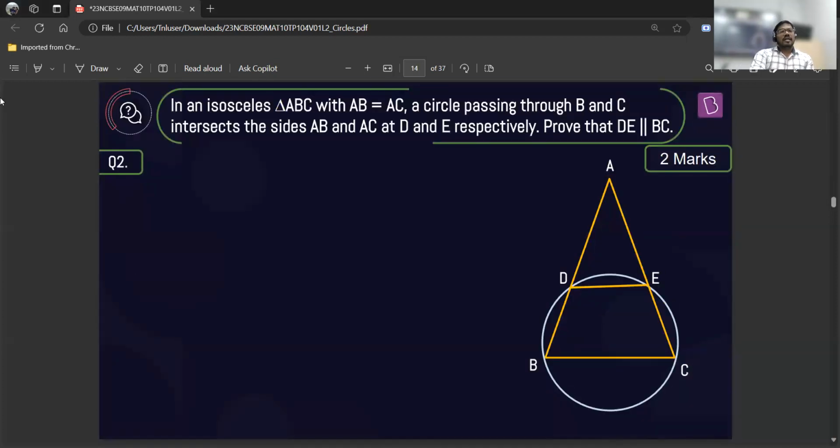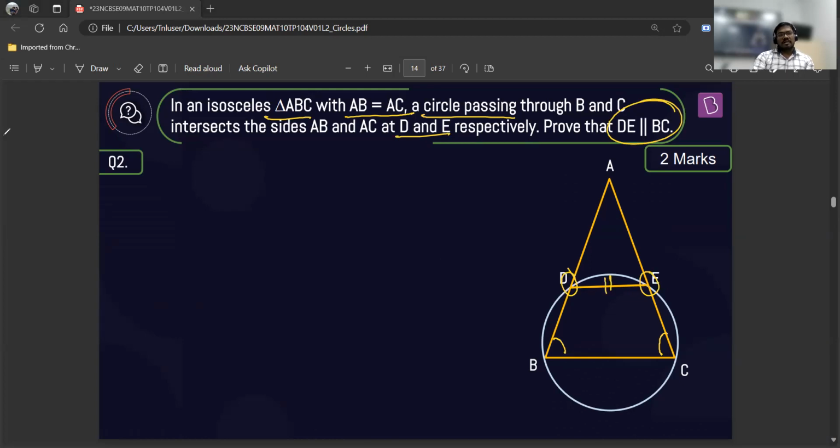Now, next question. We have a triangle. In an isosceles triangle ABC, AB is equal to AC. That means the sides are equal, so two angles are also equal. Very important question. A circle passing through B and C intersects the sides AB and AC at D and E respectively. That means this circle passes through D and E. Now we have to prove that DE is parallel to BC. So we have to prove the lines are parallel.